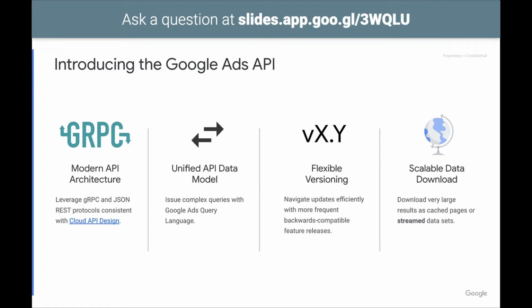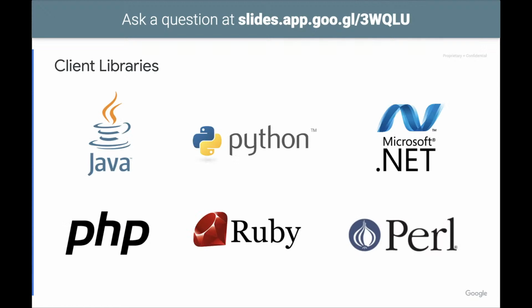All of the feature releases, all of the new releases will be backwards compatible, and it's also important to note that we use semantic versioning for this. Then finally, and this is very relevant to this webinar, scalable data download, and we'll get into this quite a bit. But you can download very large results either as cache pages or stream data sets.